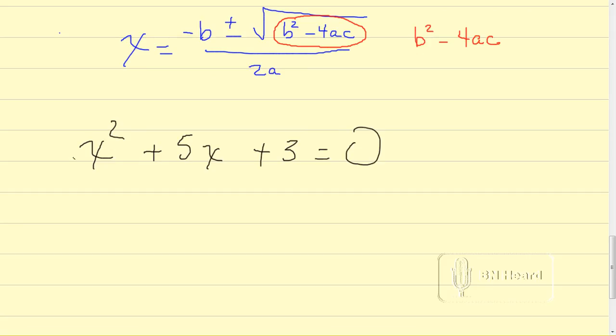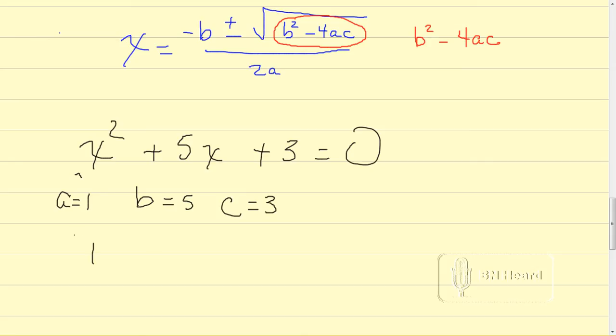Now, since I just have an x squared there, my a would equal 1 because there is a number there. It's a 1. You just don't see it. B, because I have just one x squared, is equal to 5. And C is equal to 3.